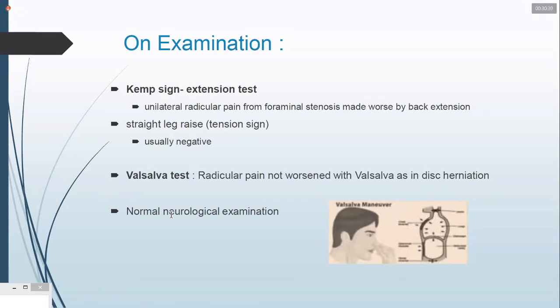This sign is present in lumbar canal stenosis, and the straight leg raise test is usually normal, unlike in prolapsed intervertebral discs. A Valsalva test is also more positive in PIVD prolapsed discs with radicular nerve compression and radicular pain, but not seen in lumbar canal stenosis. Usually, the neurological examination is normal unless the patient is in the late stages.